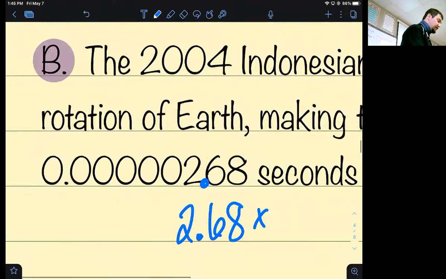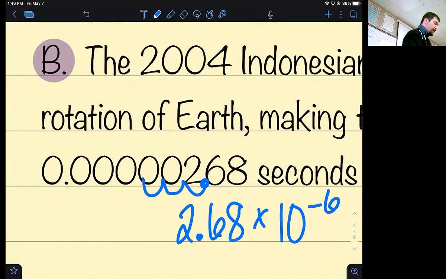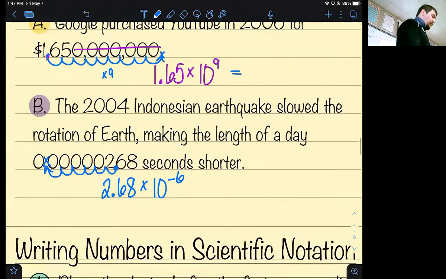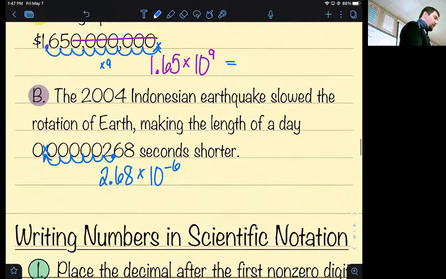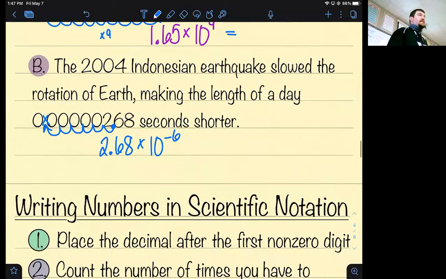Times 10 to the negative. Okay, so we're going to count 1, 2, 3, 4, 5, and 6. That is correct. There was our original decimal. Because we had to move back to the left, we have to backtrack. That's going to be times 10 to the negative 6. If you've done 0.28 times 10 to the negative... Oh, wait. 0.28. What happened to the 6? Oh, my bad, never mind. Also, 0.28 is not between 1 and 10.